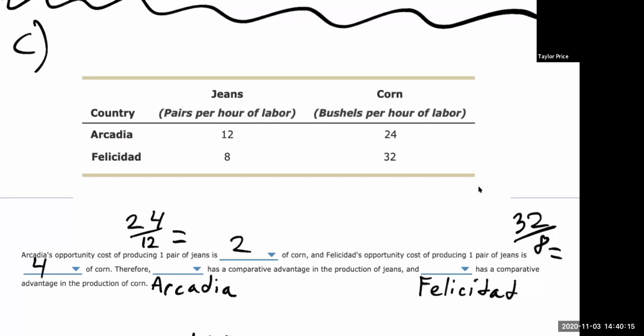To carry that further, if we're looking at the other country's opportunity cost, one pair of jeans is going to be 32 units of corn over 8 units of jeans. So 32 over 8 gives us 4. Because of that 2-to-4 ratio, we know that Arcadia has a comparative advantage in the production of jeans, because they have a lower opportunity cost of jeans than Felicidad does. And Felicidad has a comparative advantage in the production of corn. That's how we know who has a comparative advantage in which good.